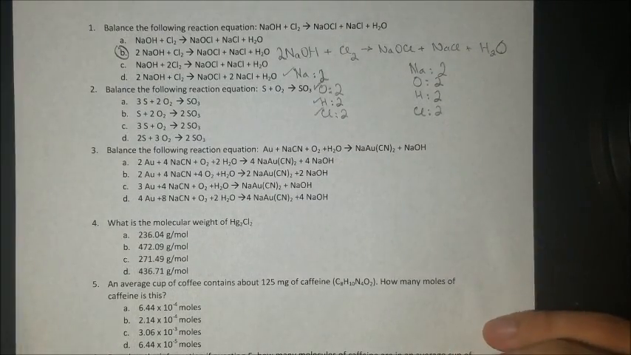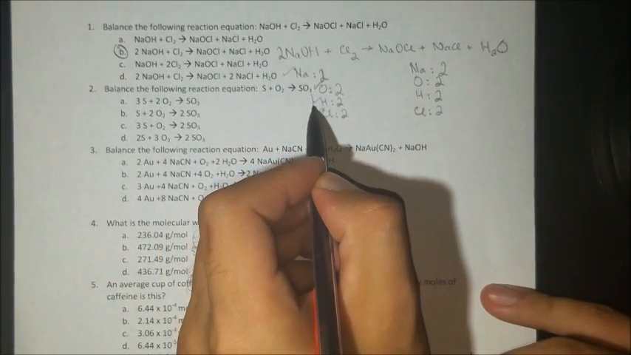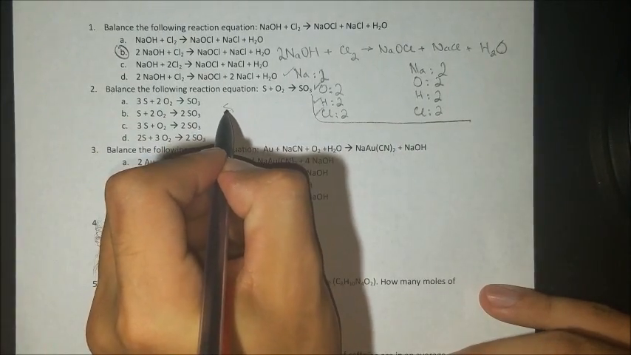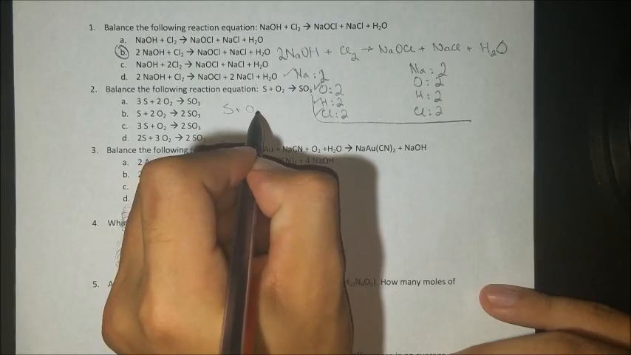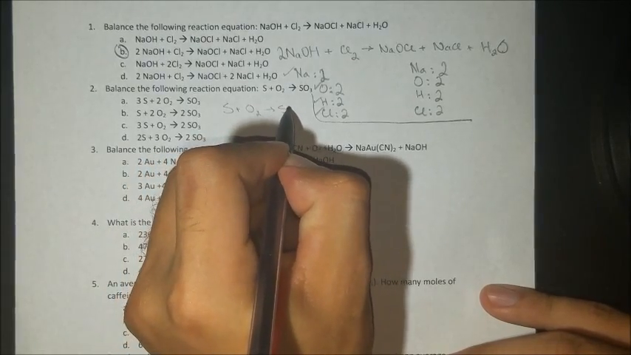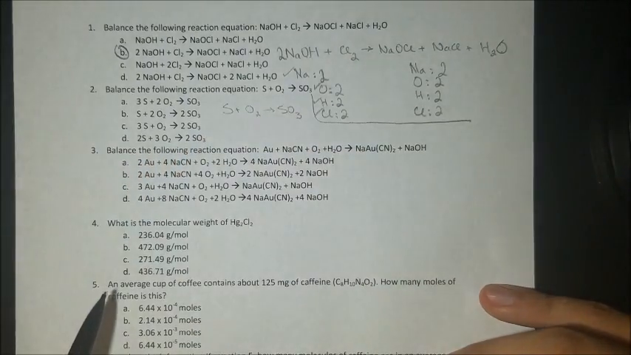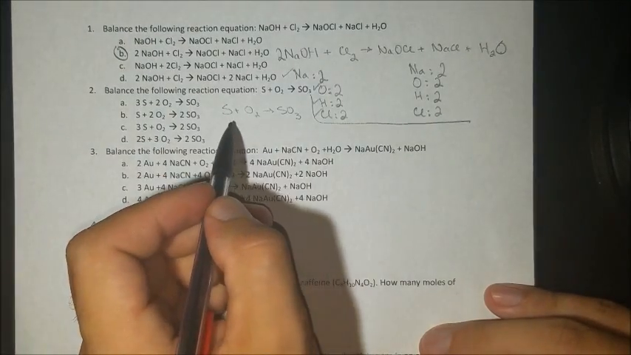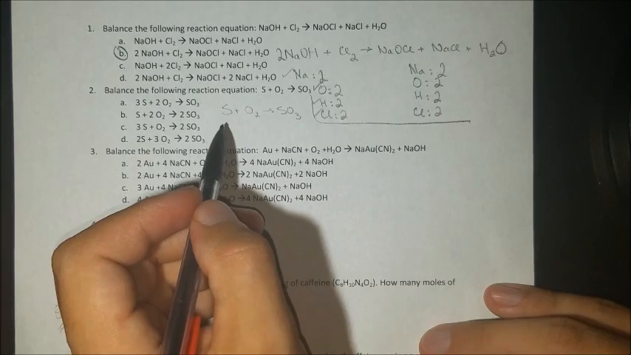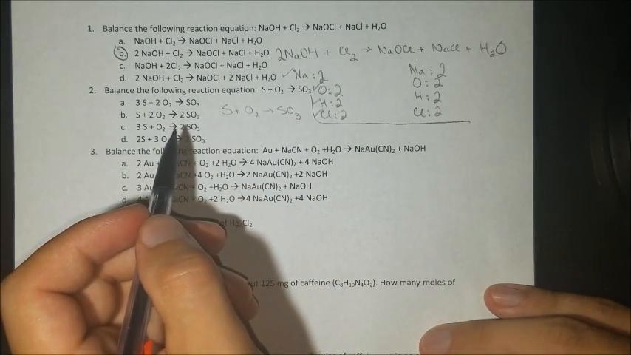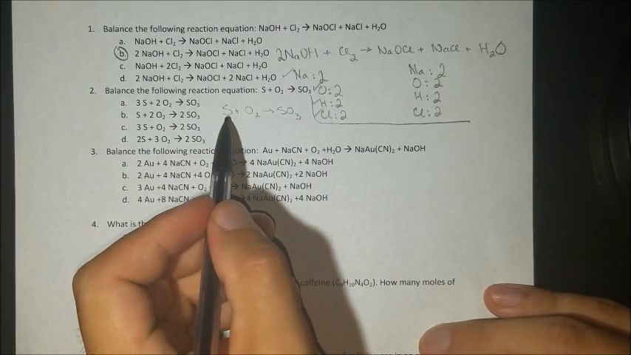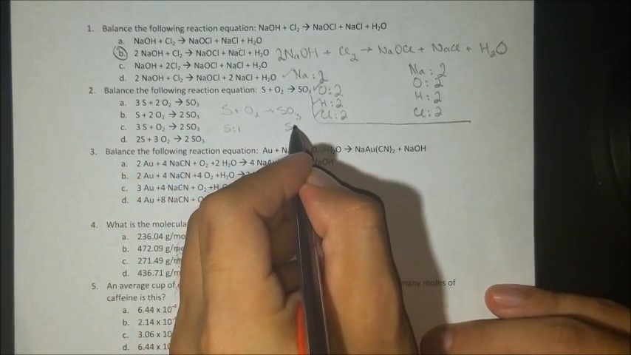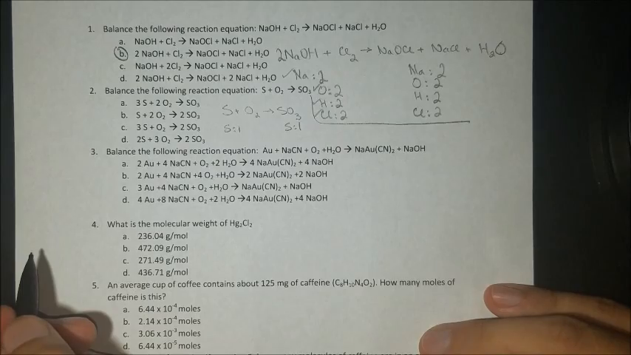For number 2, we have what I think is a little bit of a simpler equation. We got sulfur reacting with oxygen to make SO3. And we just have to make sure that we have the same number of each atom on both sides of the equation. Same thing we've always been doing. So we've got 1 sulfur here. So go ahead and write that out. 1 sulfur here, and 1 sulfur there.